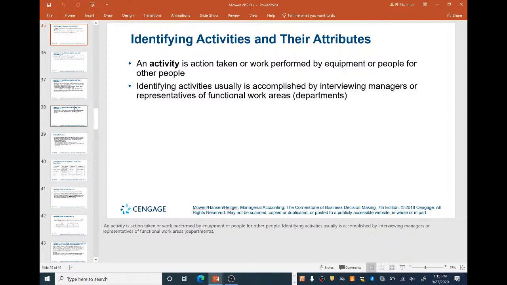So activity is anything done by people or equipment to be done ultimately for the customer or for other people. Identifying activities is usually accomplished by interviewing managers, so just through a group of questionnaires. That's obviously the only way we can actually infer about those types of activities, is to talk to the people who are managing them and on the day-to-day operations, and also making decisions as to how those operations are going to be run. So once again, we identify these activities through departmental interviews with various managers.